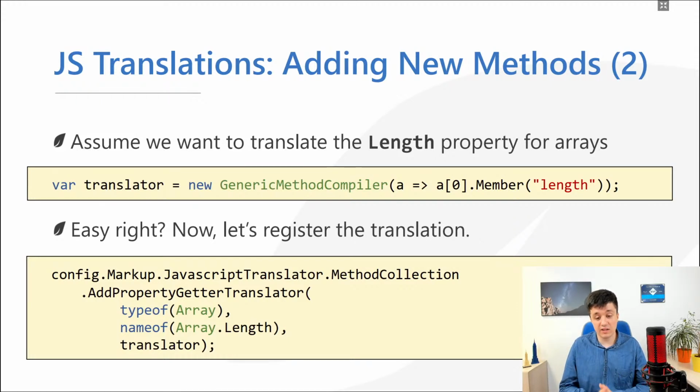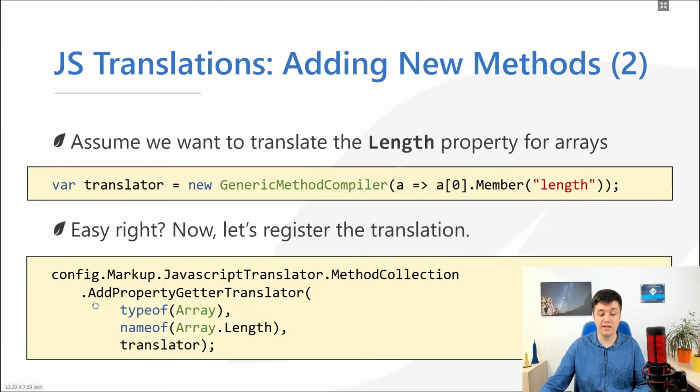So this is a really simple translation, and the second step that you need to do is to register the translation. And to register the translation, you basically need to add it to a correct collection inside your .vvm configuration. And in order for you to do that, inside your configuration, you need to go to the marker property, to the JavaScript translator, and under that, inside method collection, call one of our utility methods.